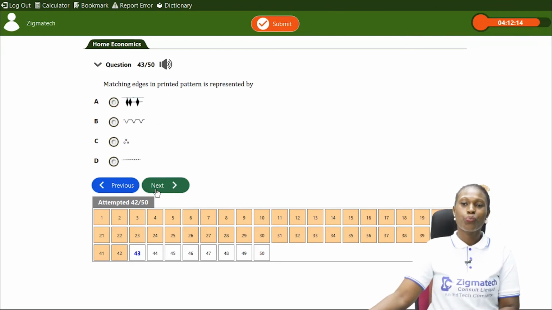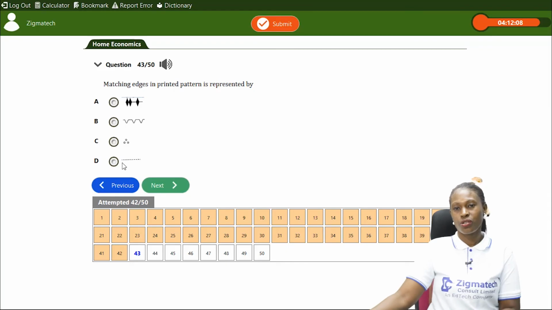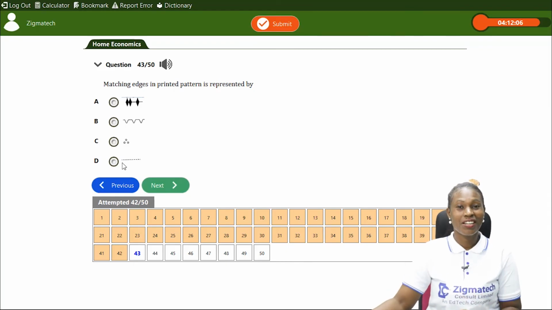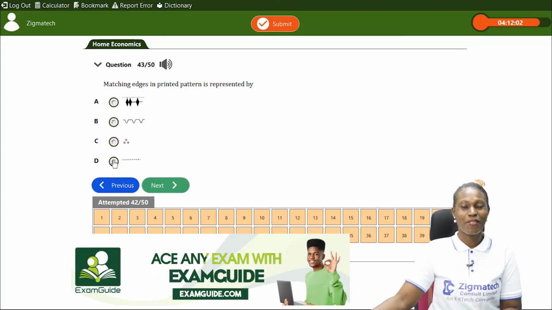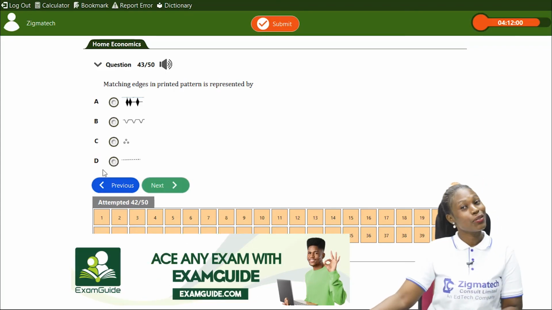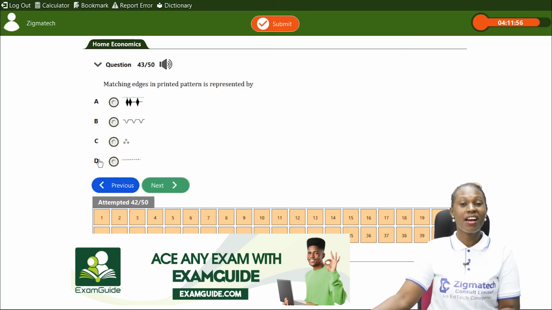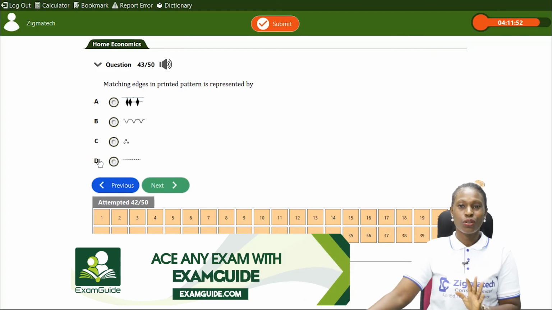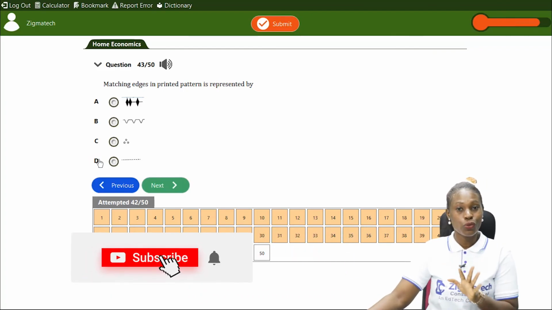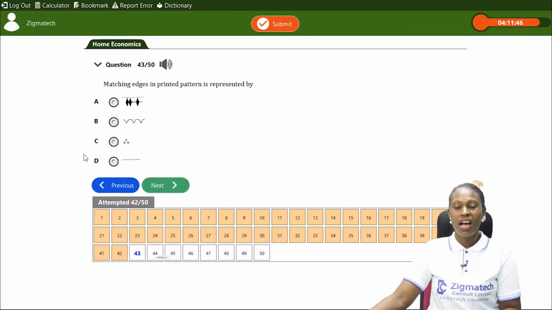Matching edges in printed pattern is represented by, now we have different options. You have to be very familiar with your pattern drafting to be able to attempt this question. If you're not very familiar with your pattern drafting, you'll have to go back to learn it. So if you see questions like this, you'll be able to dabble on them and get the right answers.